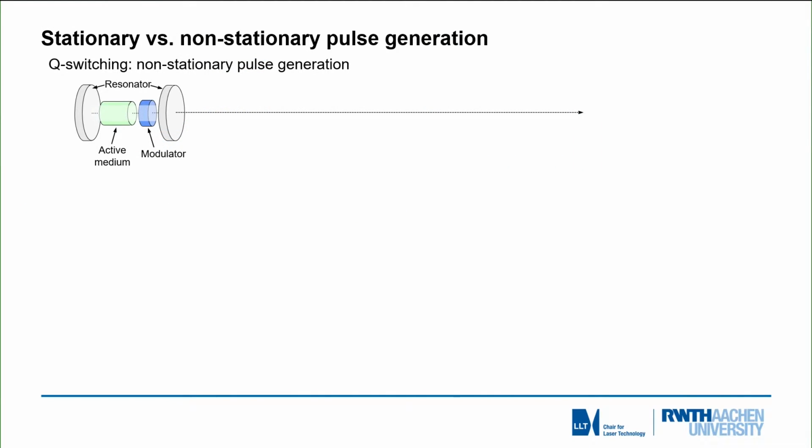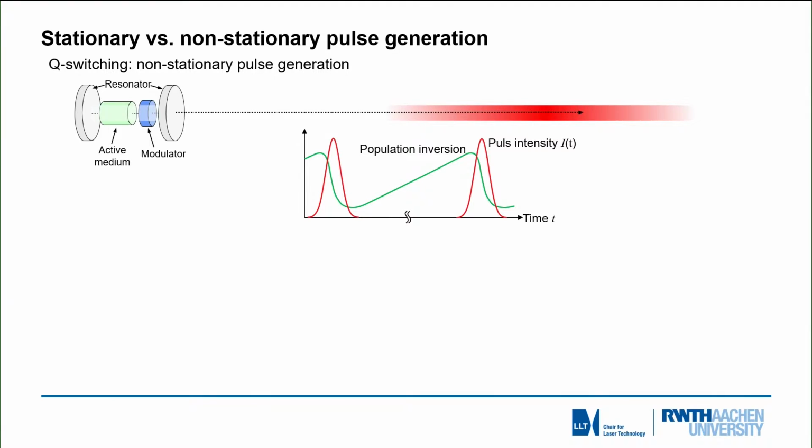So to remember, if you Q-switch lasers, we activate the medium, we pump the medium, we generate an inversion, and we block the resonator with a modulator so that we have an increase of inversion up to the point when we open up the resonator, and then we generate the laser pulse. So depending on the time scale of modulation, we then have during the time where we block the resonator, the buildup of the inversion, and if we open up the resonator, then we get the laser pulse. This is a non-stationary pulse generation.